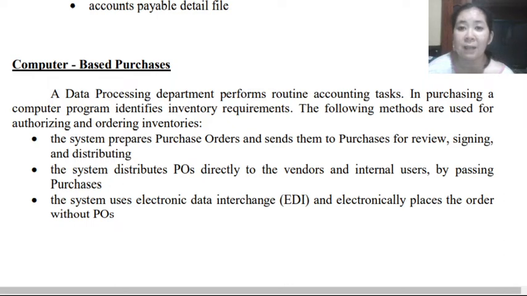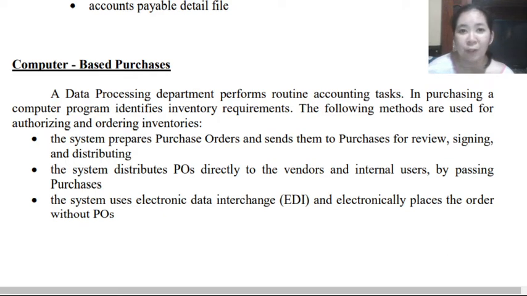It will be signified through their signatures, and it will be distributed to the different departments or personnel who will be responsible for these transactions. Second, the system distributes the purchase orders directly to the vendors and the internal users, bypassing the purchases department. Okay, so in computer-based processes, there are still some manual procedures that need to take place.